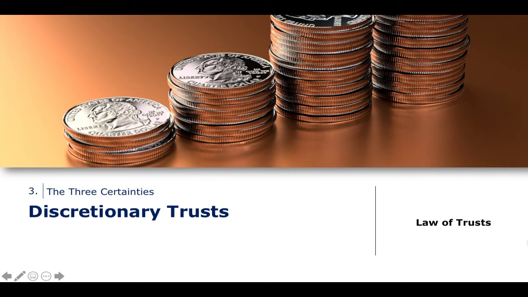In this final lesson examining the three certainties for the law of trusts, we're going to move away from our understanding of the fixed trust, which was what last lesson was exploring, and start to talk about the concept of the discretionary trust and how the three certainties are applied in that regard, specifically the certainty of objects, owing to the nature of the beneficiaries that are cited in a discretionary trust system.